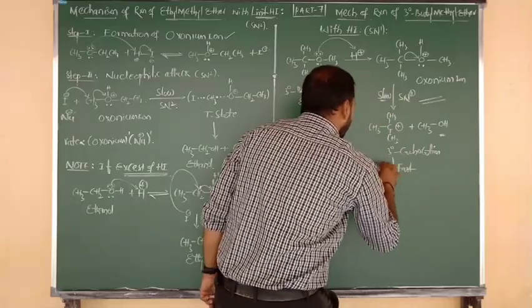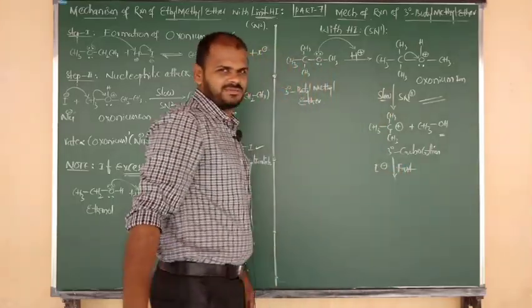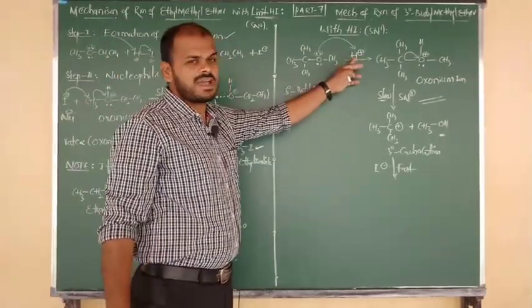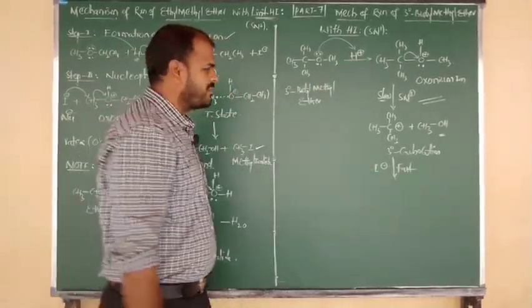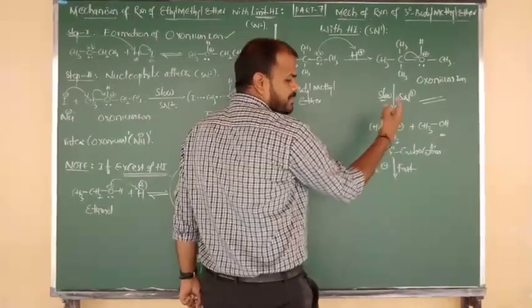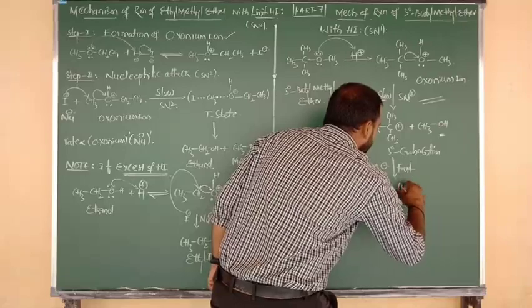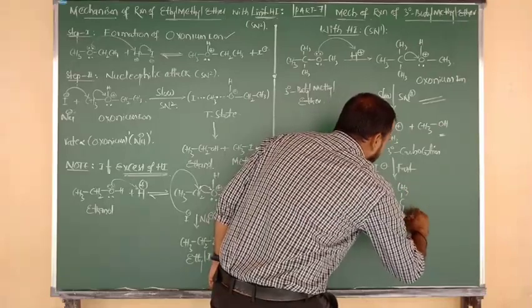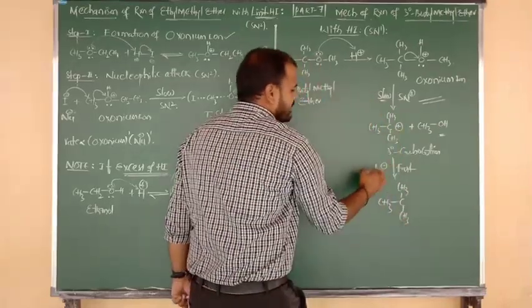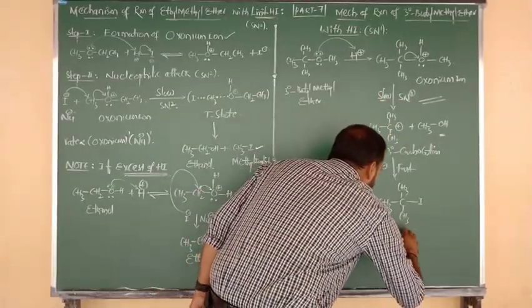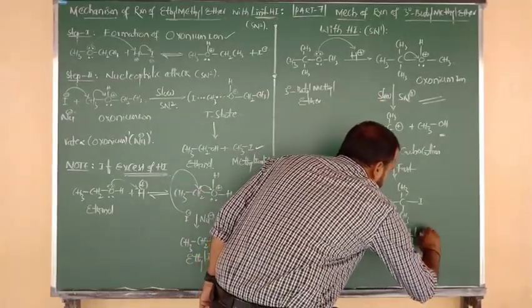In that fast step, attack of the nucleophile will take place. So in HI, what is the nucleophile? I minus. H plus is used here, and I minus attacks upon the C plus. So this is your final product, CH3 bonded to C. Above plane CH3, below plane CH3, C plus attacked by nucleophile I minus. So this is your final product, tertiary butyl.